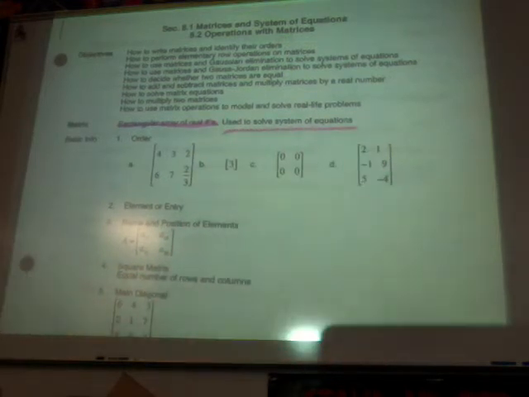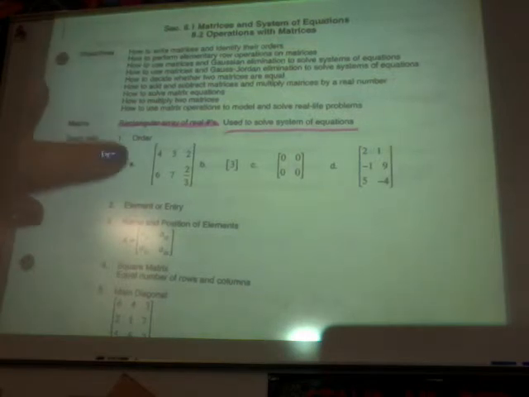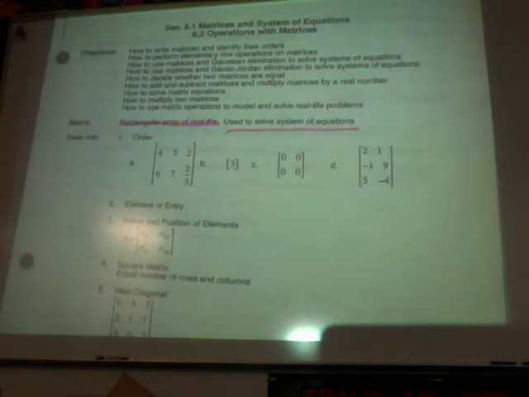And as I said, we will eventually use the matrix to solve systems of equations. So that's our ultimate goal here. Some basic information on matrices. We need to know how to name these. So you always name matrices by their row first, and then their column.